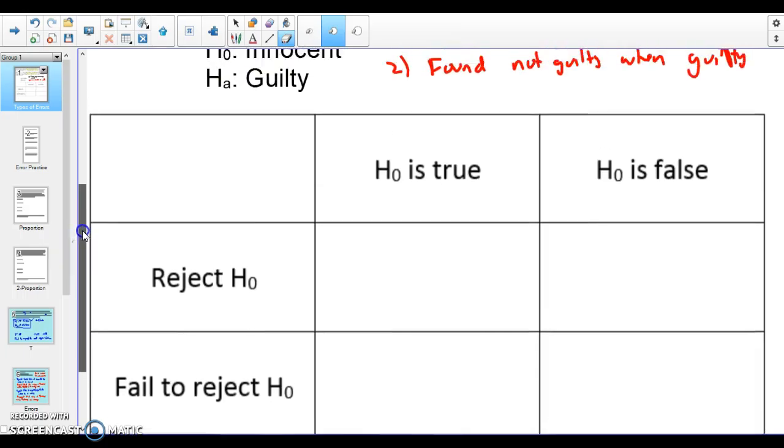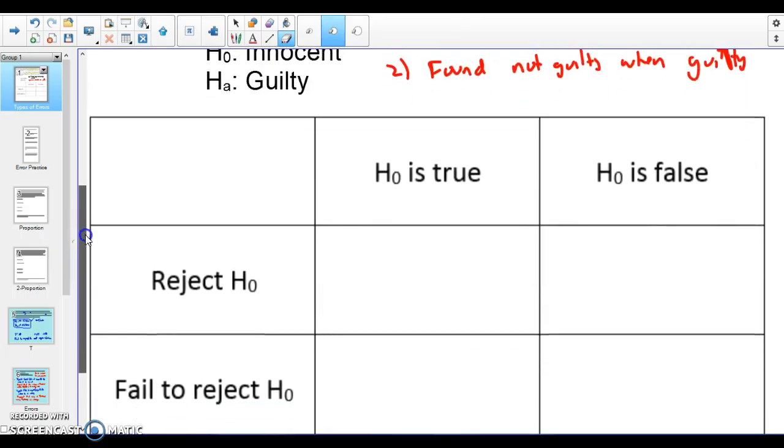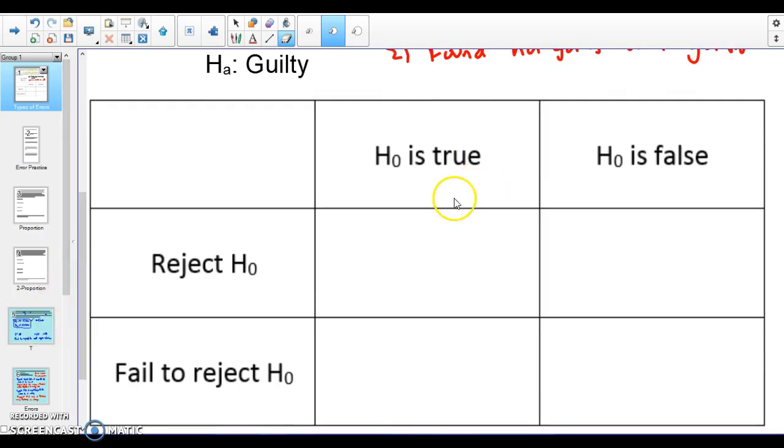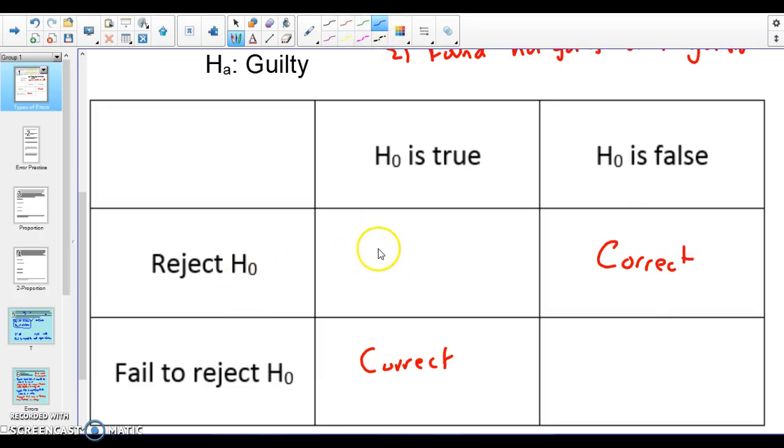Here's an organizer that might help visualize where these type 1s and type 2s would be occurring. So if the null is true and I fail to reject the null, then that was the correct decision. Likewise, if the null is false and I reject it, that's also the correct decision. However, if I reject the null when the null is true, that would be a type 1 error. And then if I fail to reject when the null is false, that would be a type 2 error. Now you won't necessarily have to replicate this unless it helps you. It would be optional, but if you're a more visual person, it might help see how that fits in.